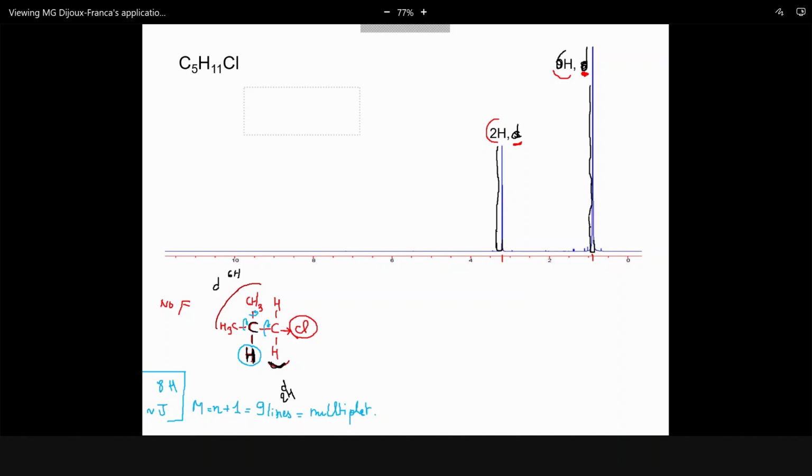And what will be approximately its chemical shift? Is it over the CH2, or lower than the CH3, or between both?